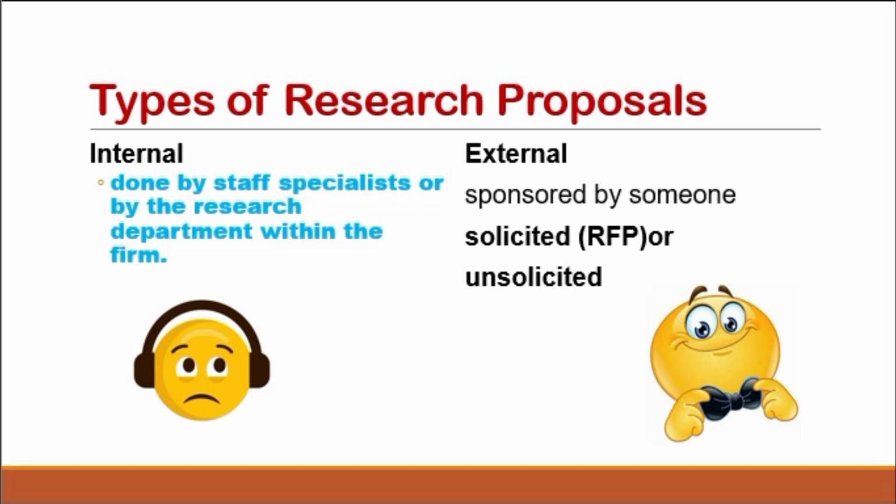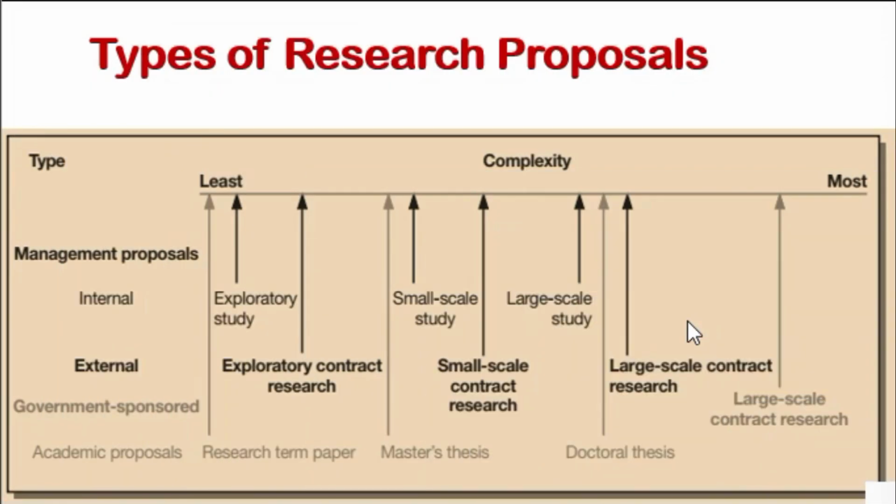External proposal can be solicited or unsolicited. If we say a proposal is solicited, it means that it was generated as a result of a request for proposal, and there were many competitors who presented their proposal for a particular research grant or a contract. On the other hand, an unsolicited proposal represents a suggestion by a researcher that we have already hired. Depending upon the scope of the research and the funding, they can be quite detailed.